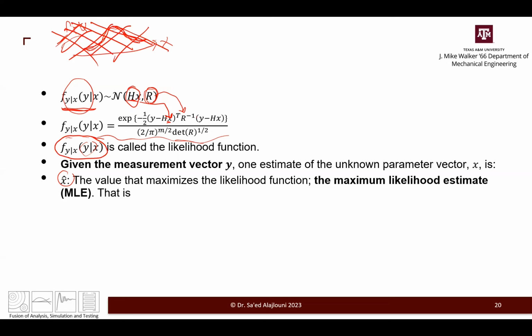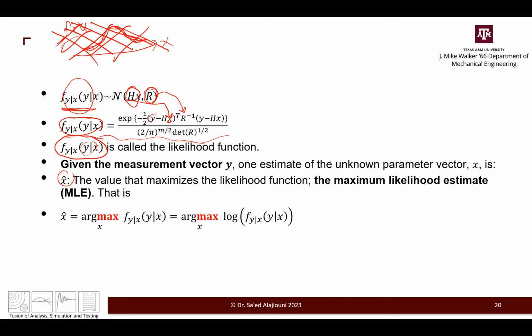But what if I tell you, I'm going to give you the values of y, but now x is unknown. One way of getting a value of x is to find the value of x that makes this function as high as possible. Basically, based on the observations, this is the parameter that is most likely to be the right parameter that should be used in the PDF. So that's the maximum likelihood estimate.